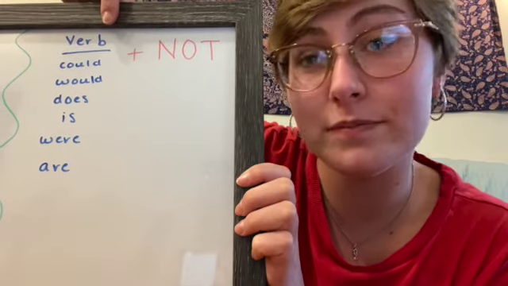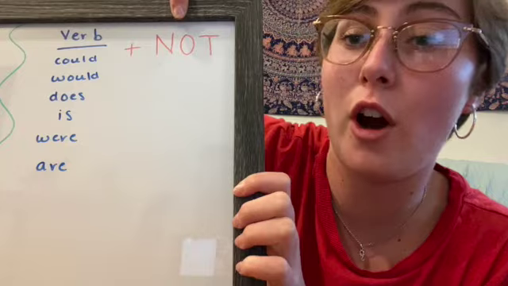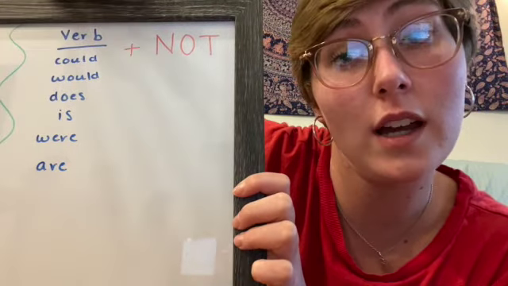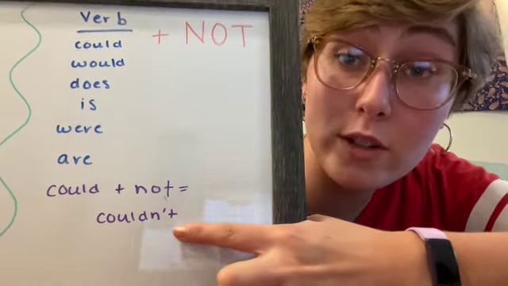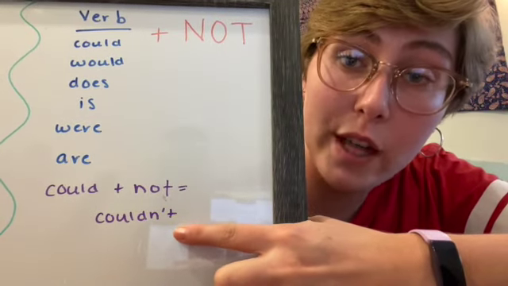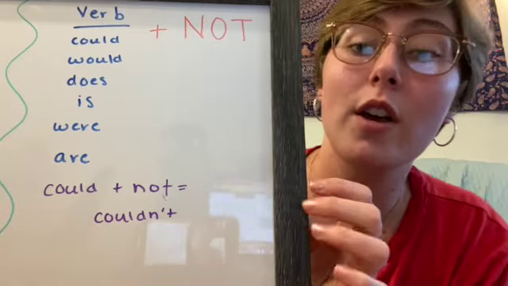Let's take a verb and combine it with not now. For our verb, let's choose could, and then let's combine it with not. So, could plus not will equal couldn't. So that is what couldn't would look like. And as you can see, there's an apostrophe again, once again replacing those letters that we take out when making our contraction. So let's use couldn't in a sentence.